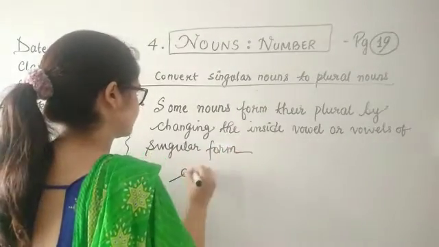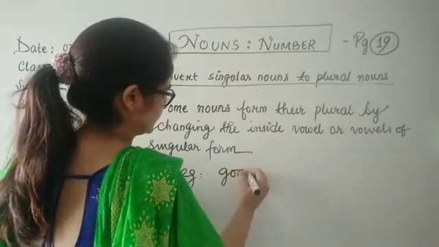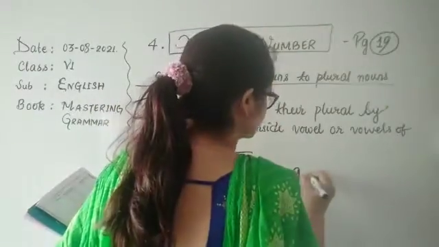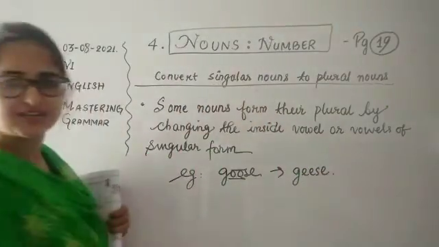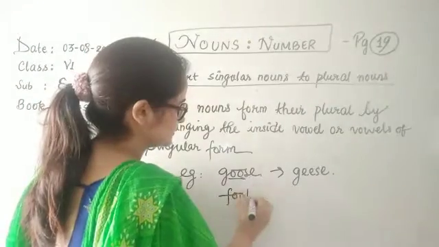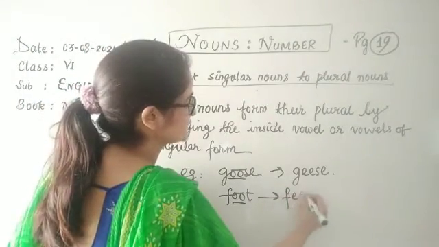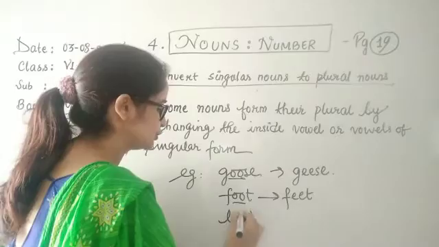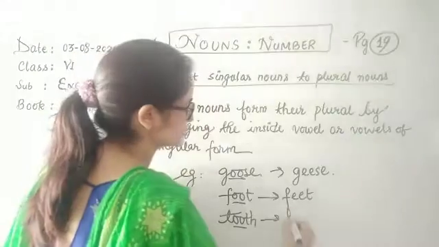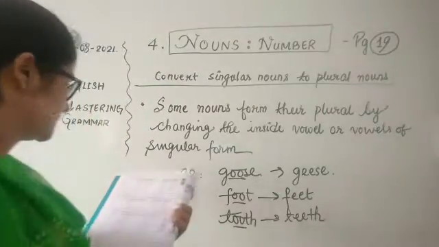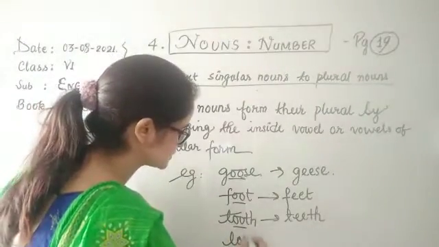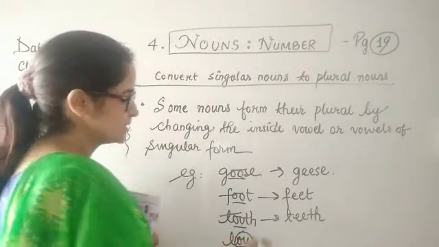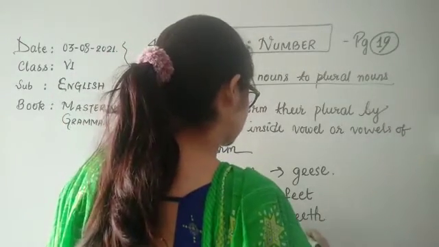So the very first example given in your book is goose. Can you spot the vowel? Definitely you can. This will change into G-E-E-S-E, geese. Now foot, this will change into double E, feet. Then we have tooth for single tooth, then this double O will change into double E, teeth. Then louse: here OU is our pair of vowels, so we are going to change it to another vowel, that is L-I-C-E.